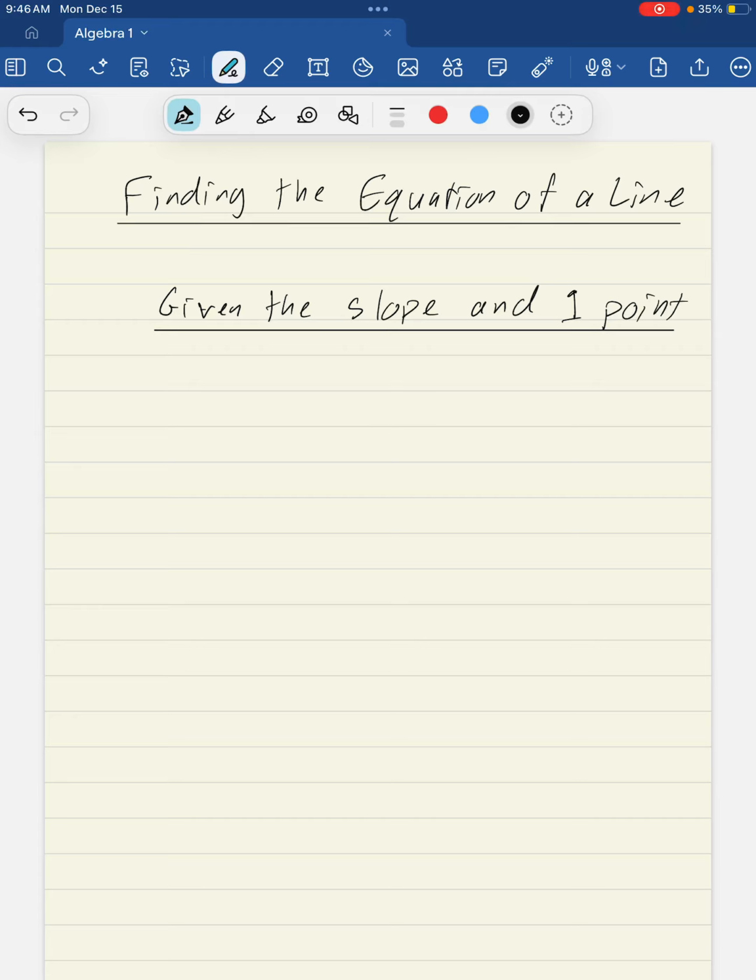Welcome back, and today we're talking about finding the equation of a line. There's going to be four different scenarios. The first one we're going to look at is if we're given the slope and a point. And when you're asked to find the equation of the line, you have to know two different forms.